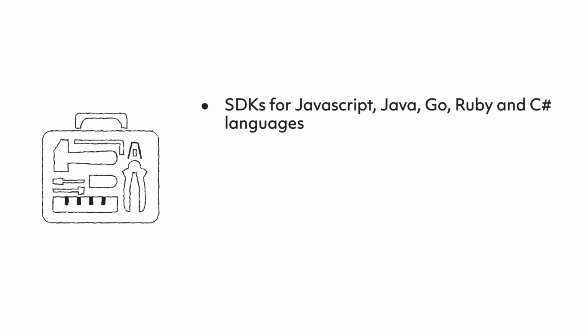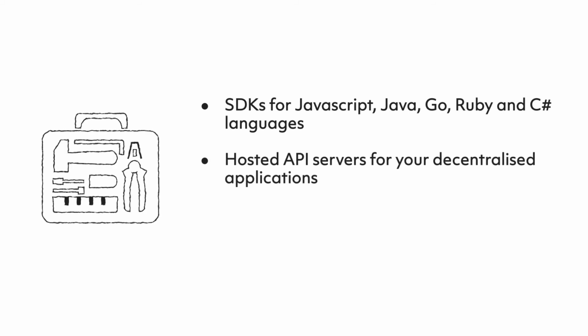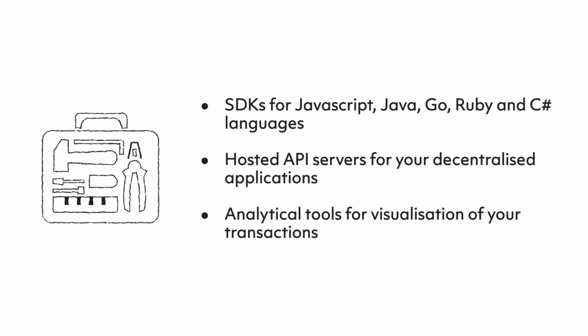To encourage and enable developers to actively participate in the Zilliqa community, there are a range of developer tools established in the community. These include SDKs for JavaScript, Java, Go, Ruby, and C# languages, hosted API servers for your decentralized applications, as well as analytical tools for visualization of your transactions.